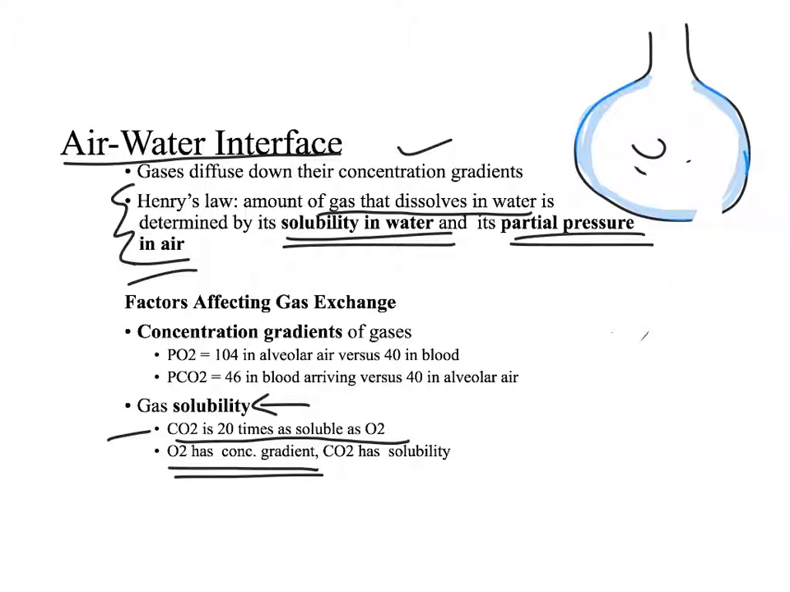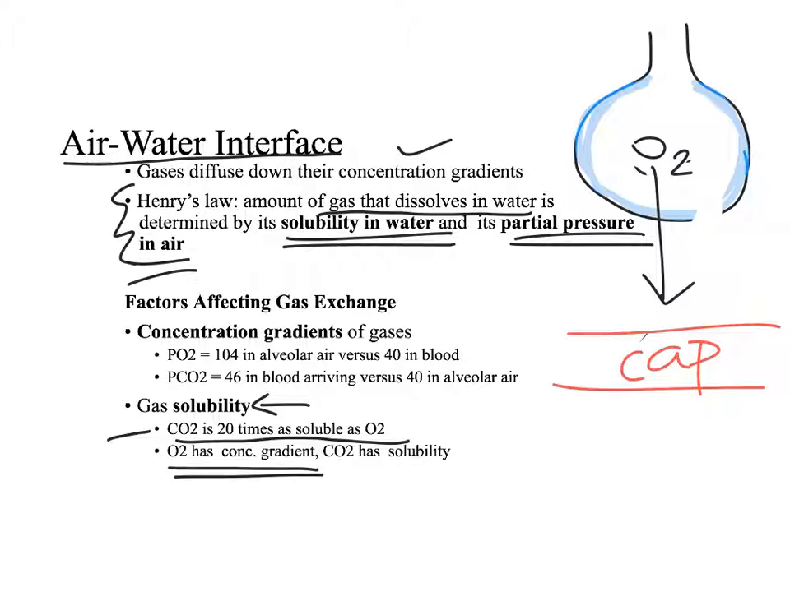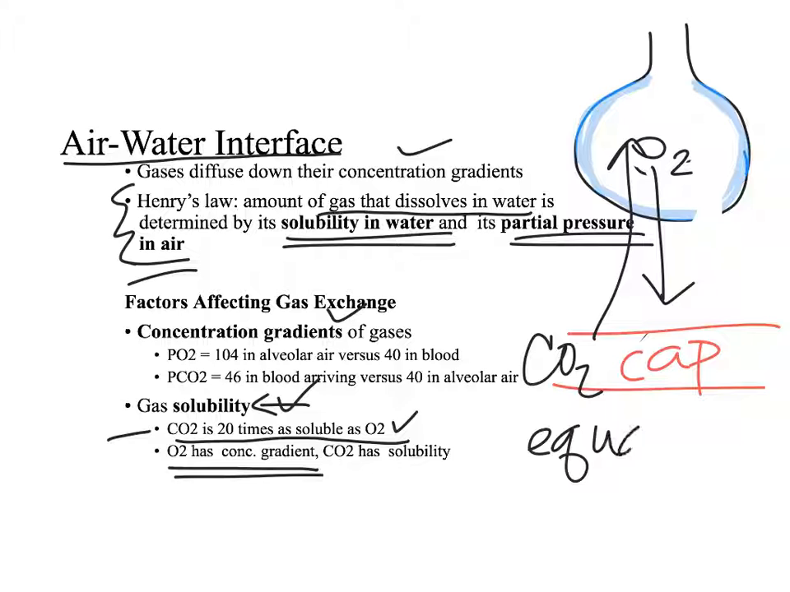So we'll have oxygen going into the blood vessel, into the capillary, and we're going to have carbon dioxide going out. Because of the solubility and the concentration gradient, they move equally, so they're going to move at the same rate. The concentration in alveolar air is going to be 104.